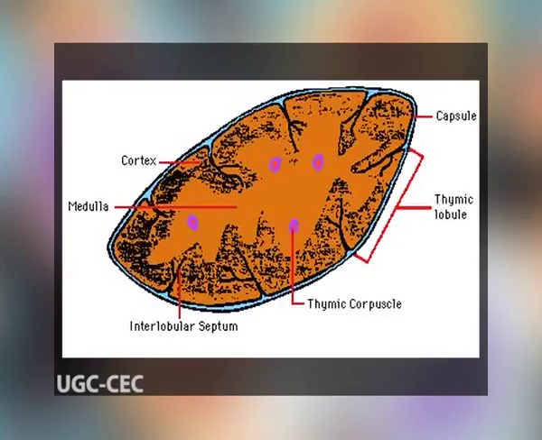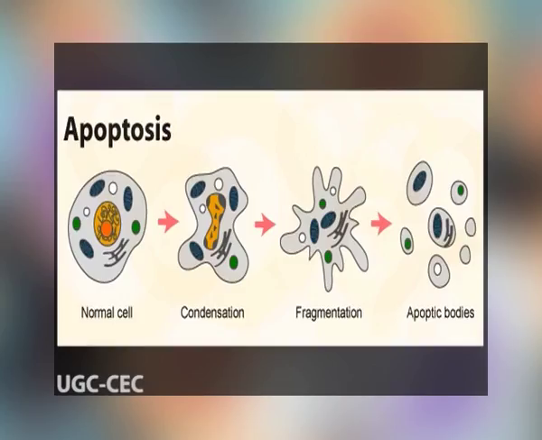In case of positive selection, the double positive pre-T cell interacts with self-MHC molecules expressed on epithelial cells in the thymic cortex. This interaction results in the survival and differentiation of the double positive cells. Double positive cells that do not make this critical interaction and are thus not selected die by apoptosis.